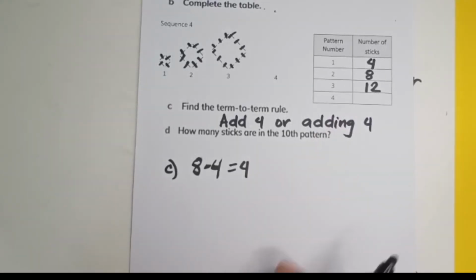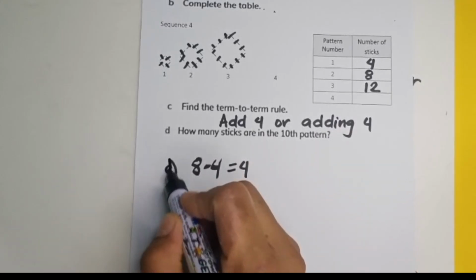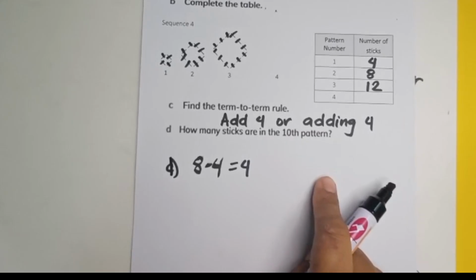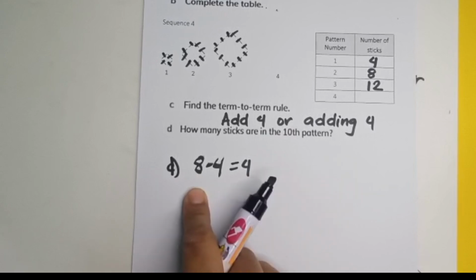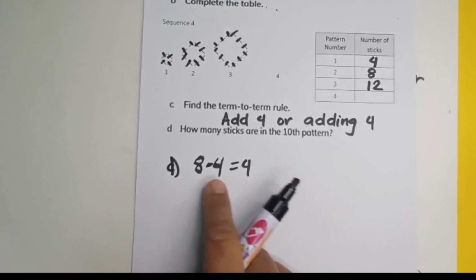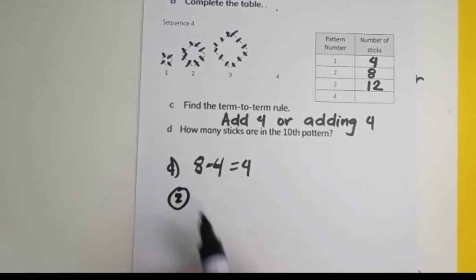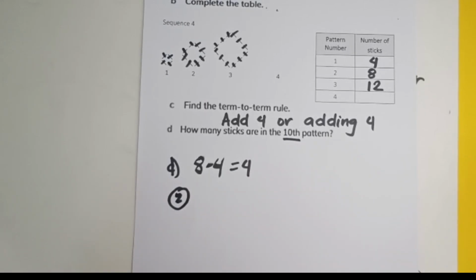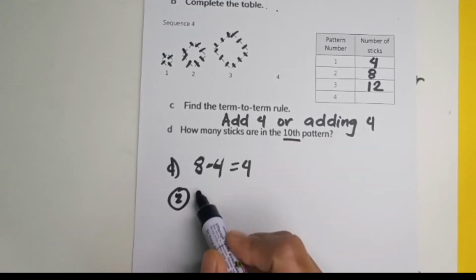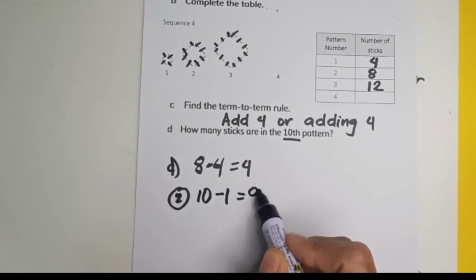Now let's calculate how many sticks are in the 10th pattern. Again, we will find the common difference. The common difference, as we calculated earlier, is 8 minus 4, which is equal to 4. The second step is to find the jump size. Jump size is n minus 1. Our n in here is 10. I will subtract 1, and that will give me 9.